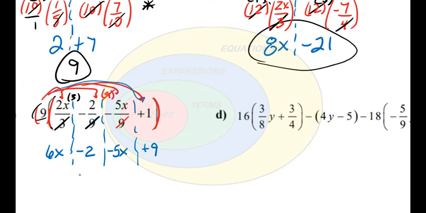6x and negative 5x is x, so those are gone, those two like terms. Negative 2 and 9 is plus 7. So our expression simplifies. So let's try this one.